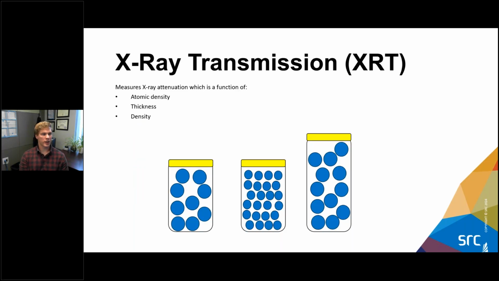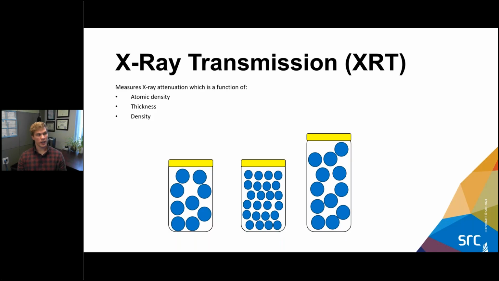So let's talk about X-ray transmission a little bit specifically. We'll do some examples in this just for a specific type of sorting technology. X-ray transmission uses X-ray attenuation to measure particles, but this is really a function of atomic density, so the amount of atoms present in a given area, and then the thickness of the particles, so the height of the particle you think of, and then the actual density of the particle, so the weight over the actual volume.